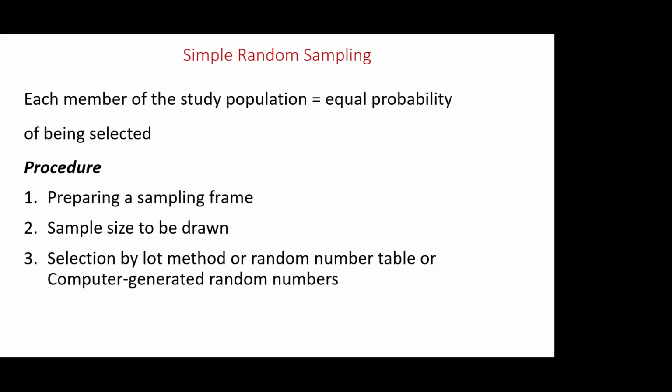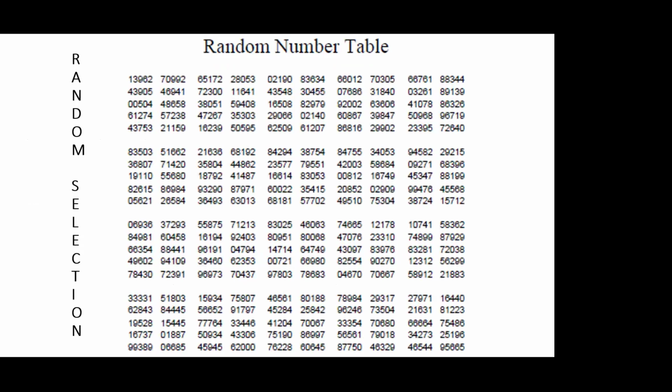Using lot method, we usually do not prefer in research because it becomes difficult to verify whether the person has done a lot method or not. So for quality assurance purpose, we either go by random number table, and nowadays we generally prefer computer generated random numbers. Okay, so this is an example of a random number table.